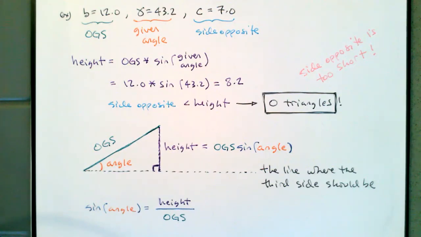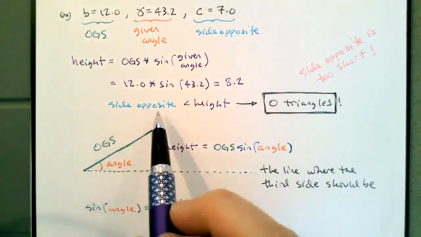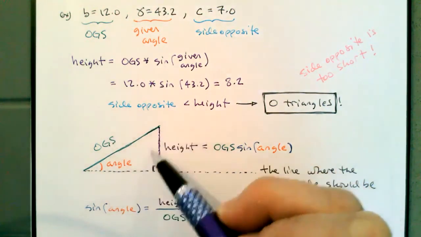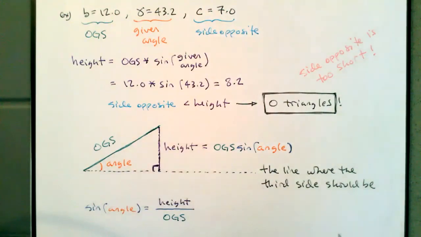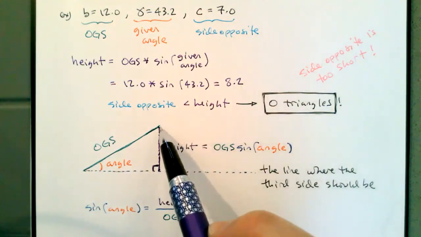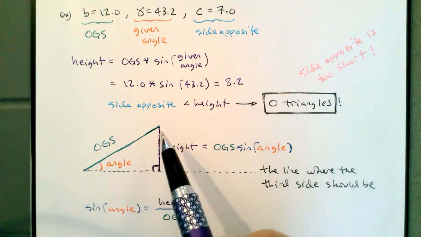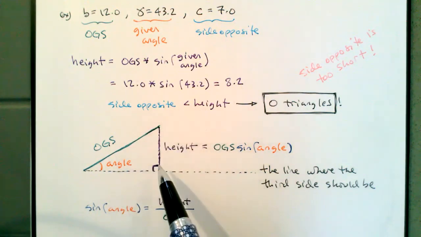All right. So the other thing that could happen, we've only got a few moments left. If the side opposite the given angle is less than the height, it's too short. It can't reach the line where the third side needs to be, so we can't make a triangle. If the side opposite is exactly equal to the height, that's when they're the same. So that's where we're going to get one triangle. That's hard to build without straight up cheating, but it's possible. If the side opposite is equal to the height, then we'll have one triangle.